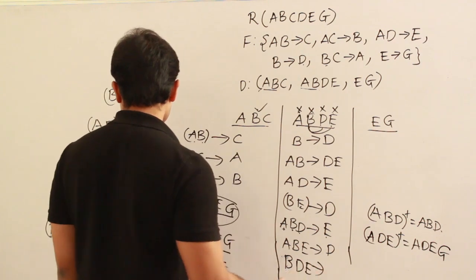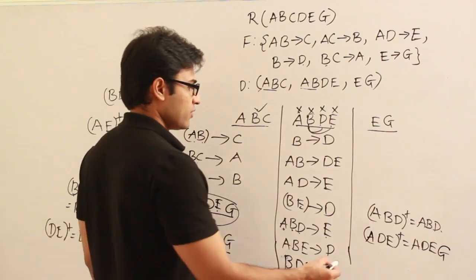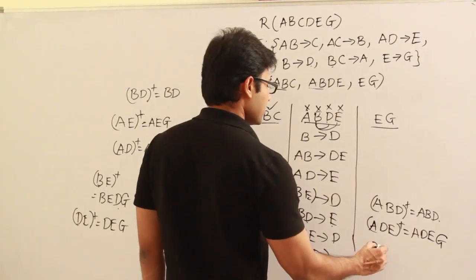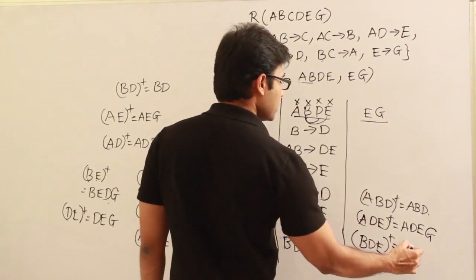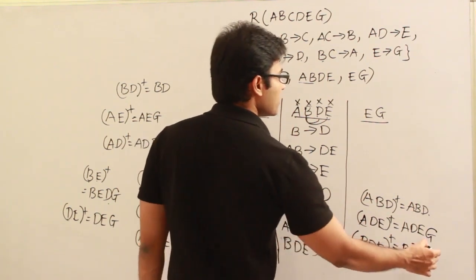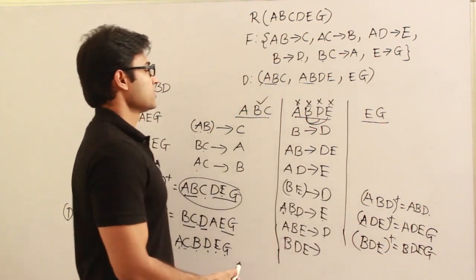And now let's see BDE. Is BDE a key? No, as of now we didn't find it out. Okay, let's find BDE plus. Now what about BDE plus? One thing is we get BDE, right? And then because of E we anyway get G, which is useless here in this case.